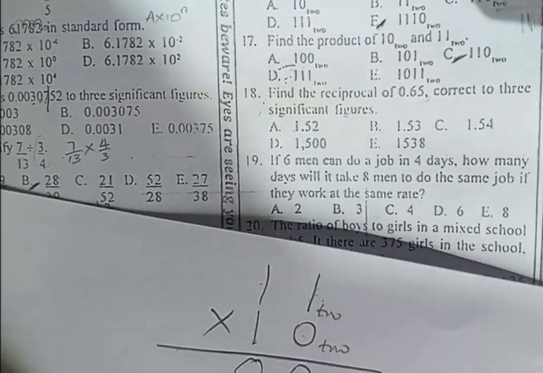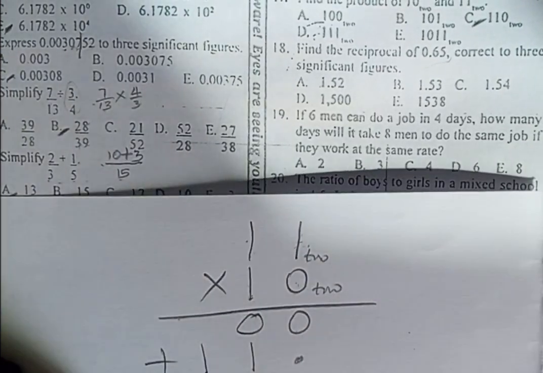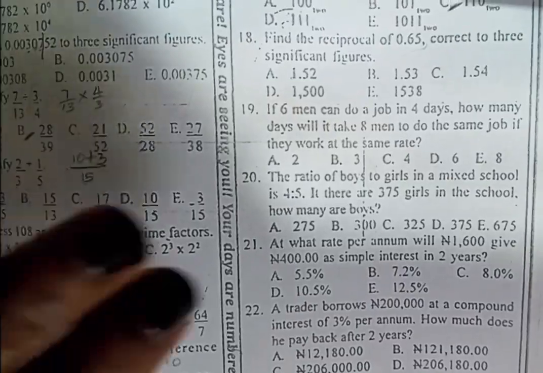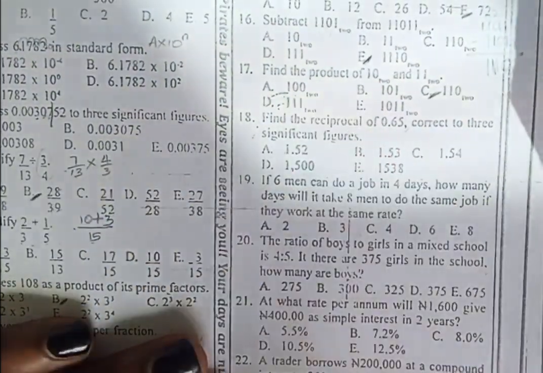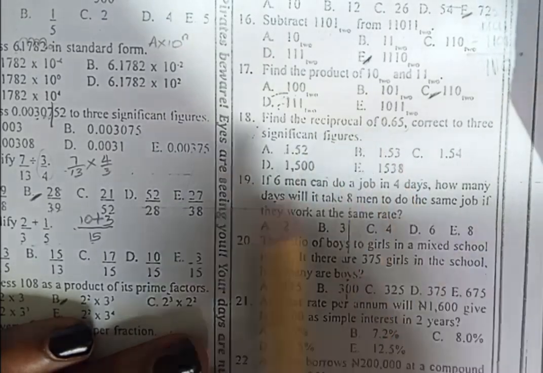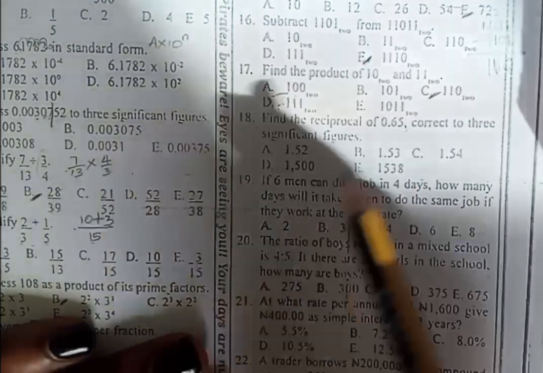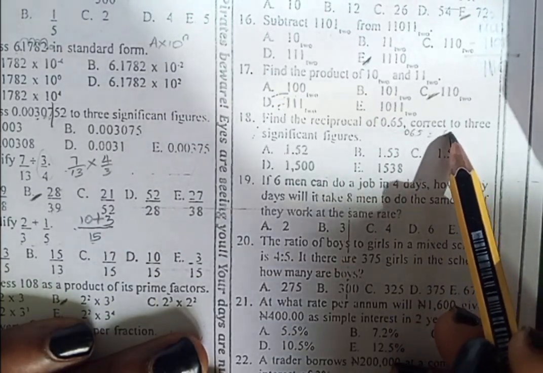Okay. In number 18, reciprocal means 1 over that. That is the inverse of that. So to do the reciprocal of this, I think it's advisable I change it to a fraction like we have done earlier in my previous video. So in this, we remove the point, okay, that's 0.65. If you remove the point, you're going to have 65.